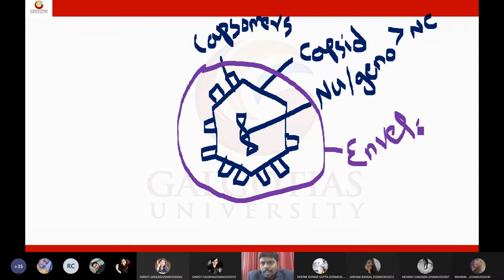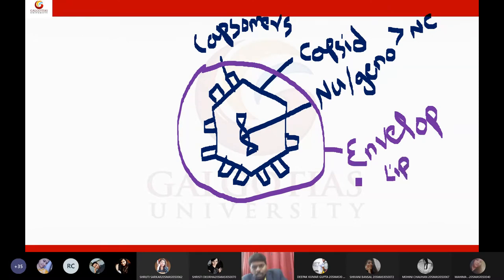This is called the viral envelope. In some textbooks, rather than saying envelope, they also say outer membrane of the virus. But the precise word is envelope of the virus. Rather than saying outer membrane, you should say envelope of the virus. Now, this envelope is made up of lipids, actually.